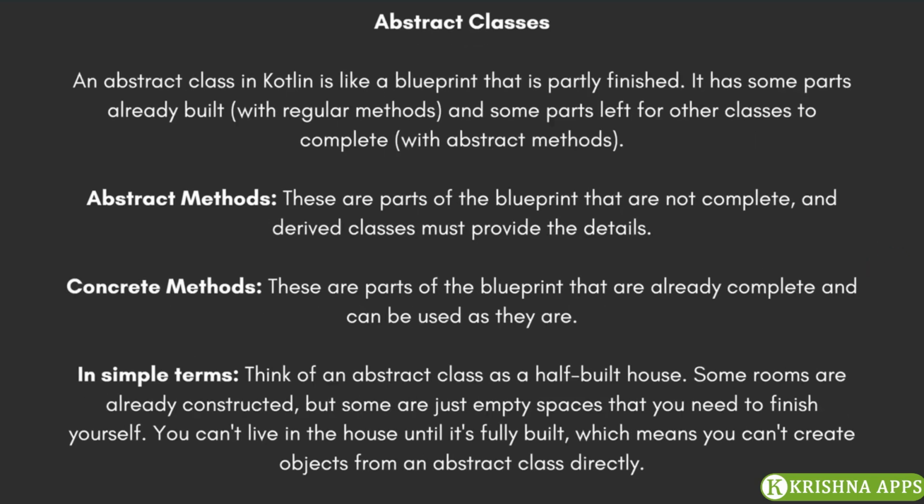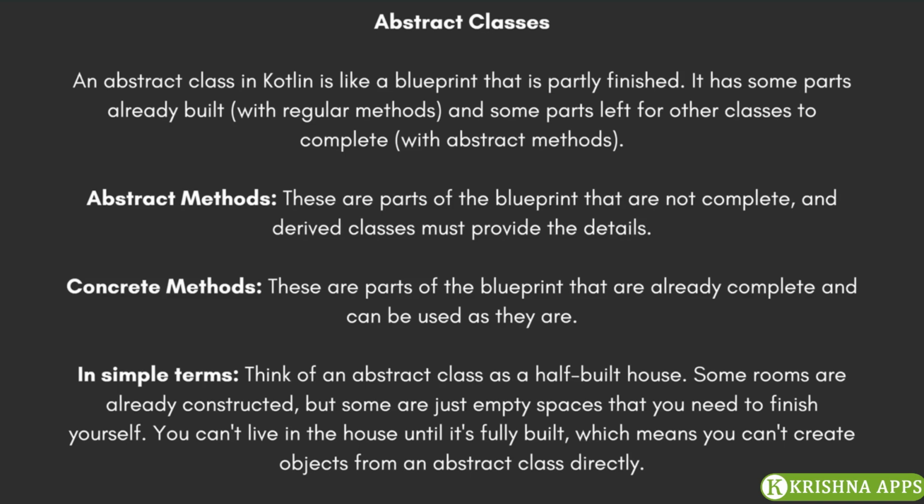Next, abstract classes. What are they? An abstract class in Kotlin is like a blueprint that is partly finished. It has some parts already built with regular methods and some parts left for other classes to complete with abstract methods. Abstract methods are parts of the blueprint that are not complete, and derived classes must provide the details. Concrete methods are parts of the blueprint that are already complete and can be used as they are.